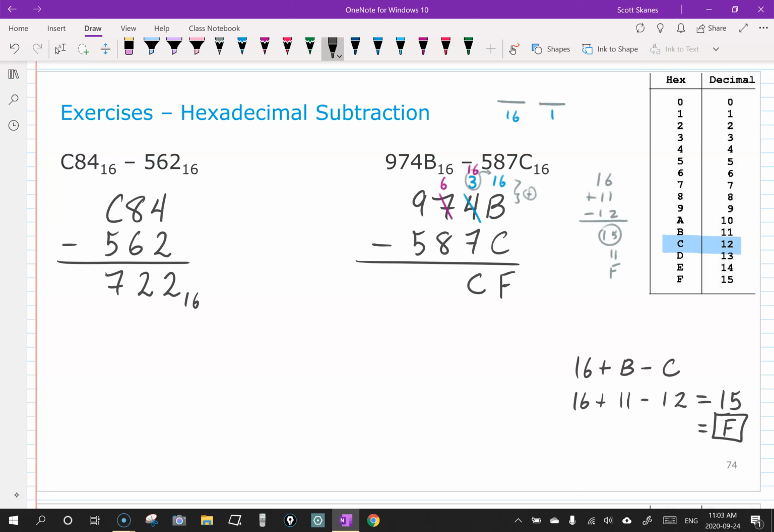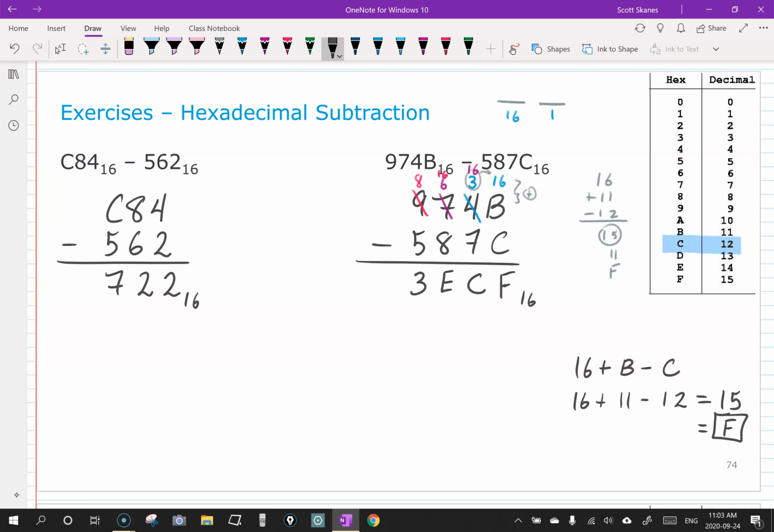Let's move on to the next column. 6 minus 8. Not allowed to do that. So let's move on. Steal or borrow from the next column. That's a 16 here. We have 16 plus 6 minus 8. That gives a 14. 14 is E in hexadecimal. And then the last column, 8 minus 5. 8 minus 5, you should know, gives 3. 3ECF. We're all done. So lots and lots of thinking going on, but it's a very logical process.